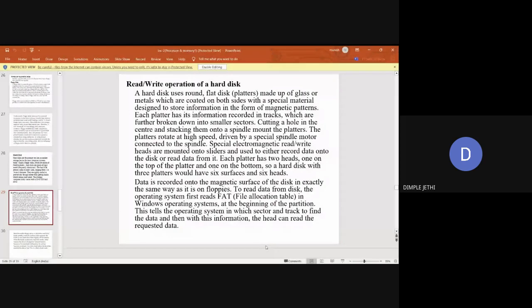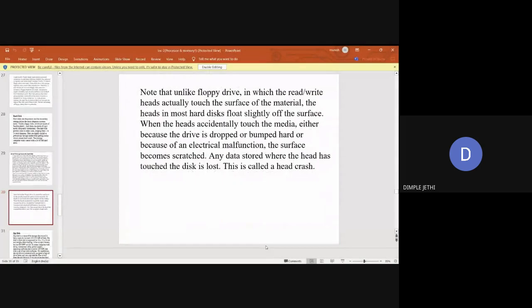All this information related to the hard disk, you keep it in one file, that is called the file allocation table. Okay, so the operating system keeps all the records of the hard disk on this FAT, like which file is stored at which address, so that you can directly go to that address, right? So this is your read write operation on a hard disk.